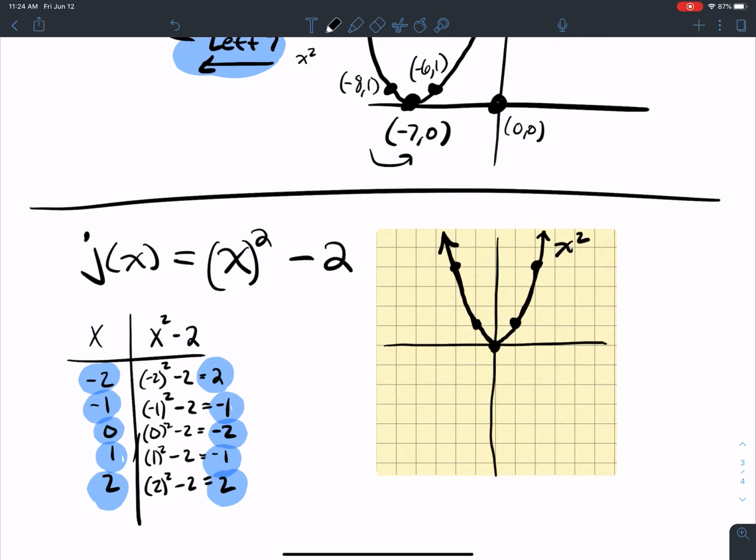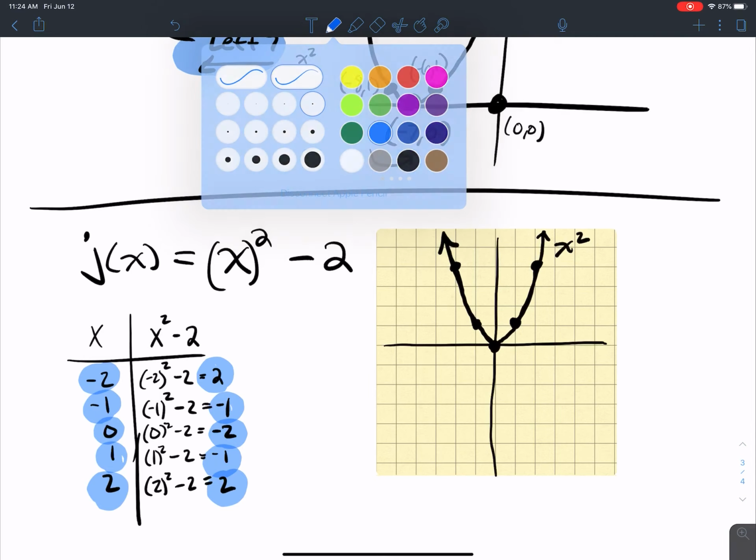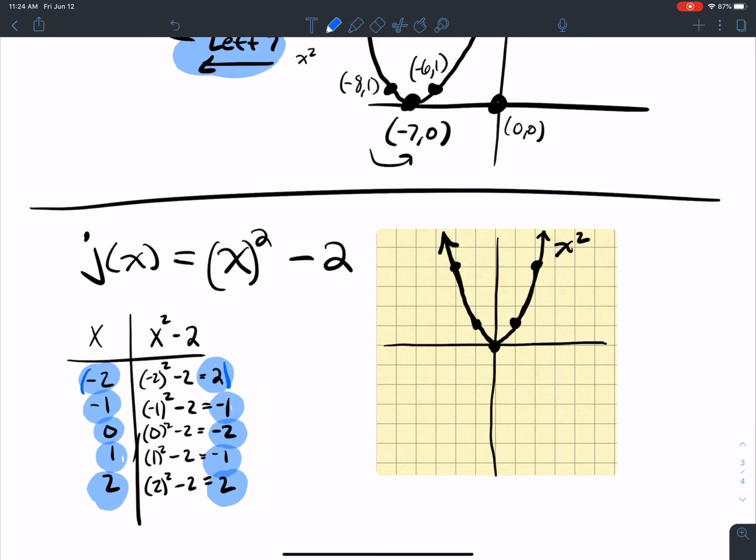Now what's happening? To plot these dots, that's negative 2, 2. So if I go over negative 2 and up 2, there you go. This is negative 1, negative 1. So I go over 1, down 1. 0, negative 2. And then 1, negative 1. And then 2, 2. Okay? So now my graph looks like this, and this is x squared minus 2.